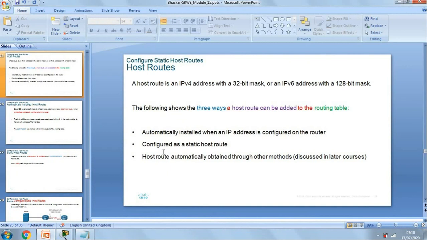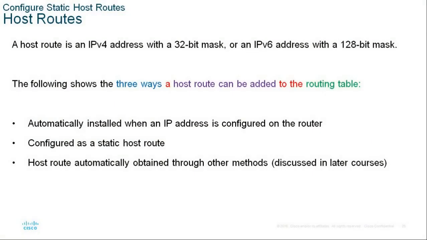This is one mechanism. The second one is that you have to configure a static host route directly, like we did before for all other types. Same as that, you have to configure the static routes. The last one is a host route automatically obtained through other methods. That is discussed later in the course, but they didn't discuss it here. So this third method is not covered. Totally we are going to learn only two, and the first one is the automatic method, because there is no need to configure; the router automatically learns it.